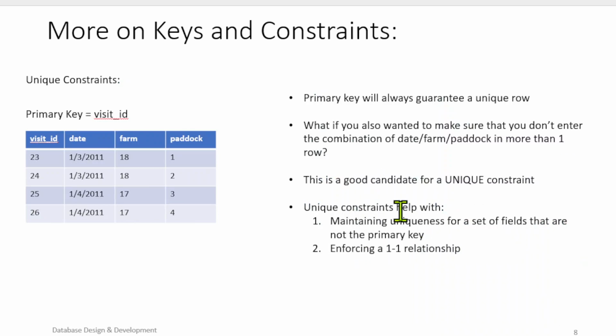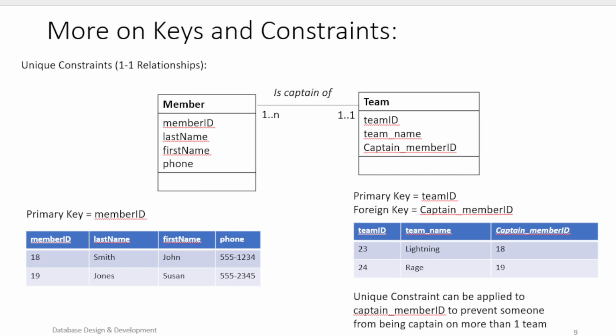Unique constraints help with maintaining uniqueness for a set of fields that are not the primary key, and they're enforcing the one-to-one relation. So a unique constraint here can be applied to captain member ID to prevent someone from being a captain on more than one team. That's a constraint you can place across there, so you wouldn't allow duplicates in this column, and that's the unique constraint.